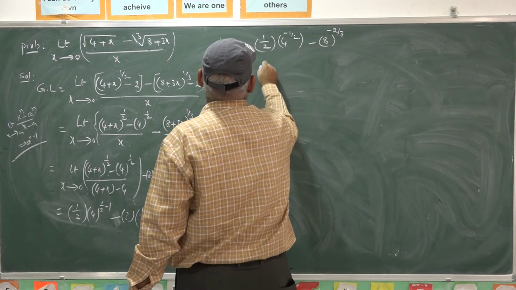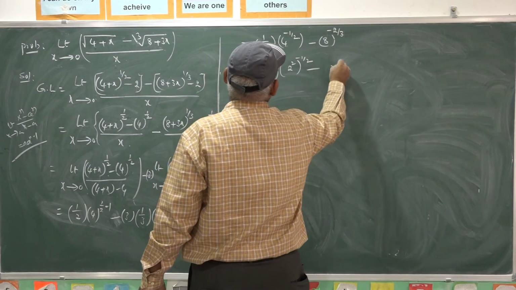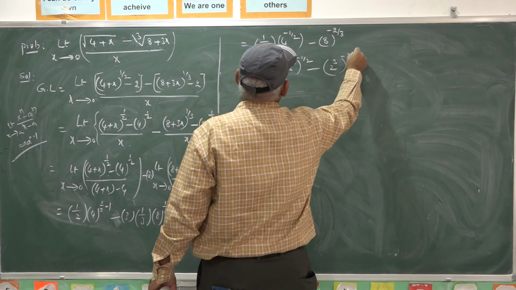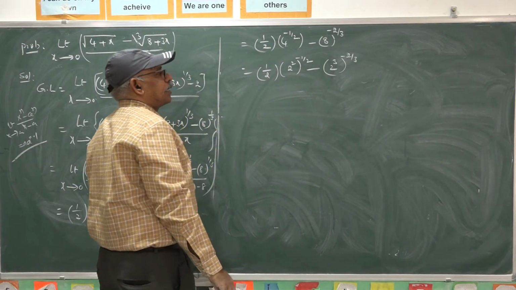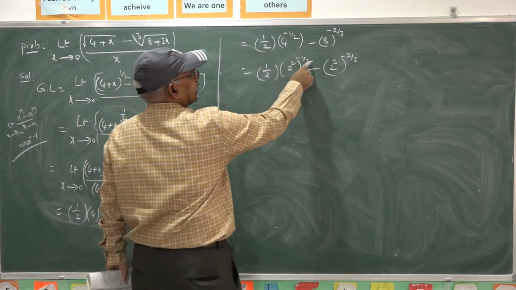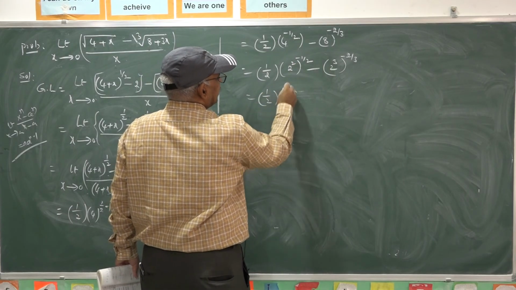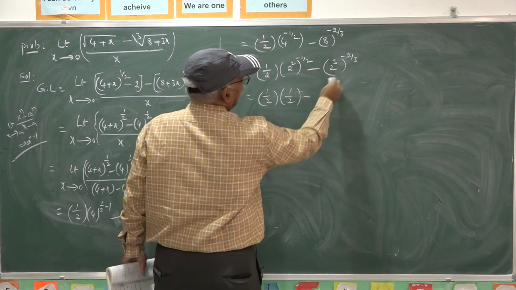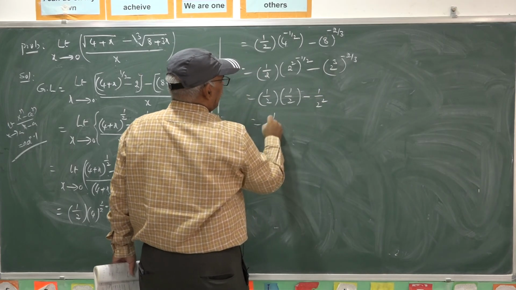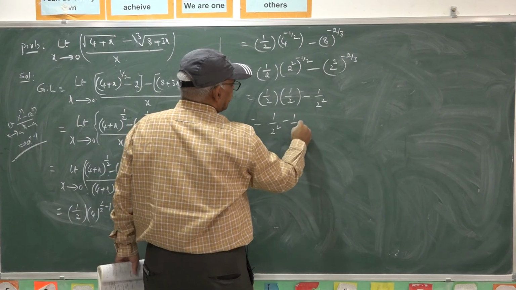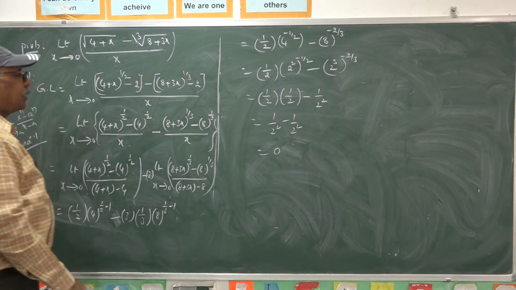That is 1/2 into (2 squared)^(minus 1/2), (2 cubed)^(minus 2/3). 4 may be written as 2 squared, 8 may be written as 2 cubed. These 2s cancel, 2^(minus 1) is 1/2. Minus here 2^(minus 2), 1/2 squared. 1/2 squared minus 1/2 squared is 0. 0 is also a finite value. Hence the required limit is 0.